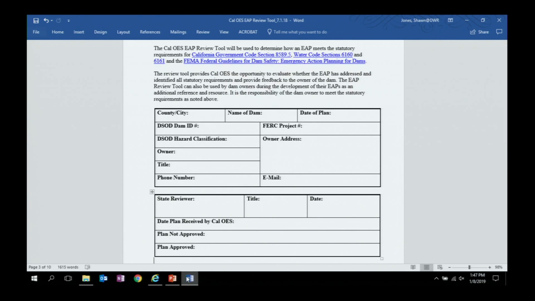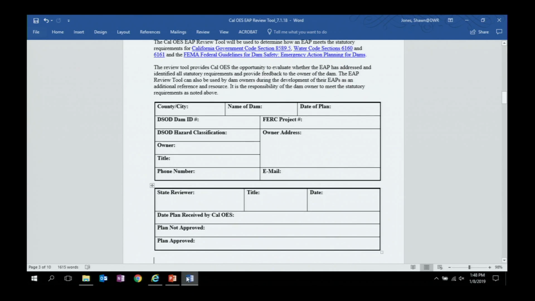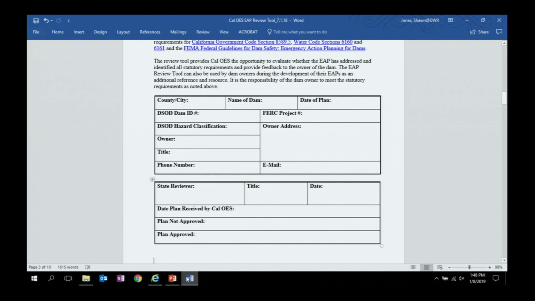We would like your hazard classification. Who's the owner? What's your name? What's your title? Your contact information, your phone number, your address, your email. Those are really key pieces of information that we need. We need to be able to contact you when we're reviewing these. At the bottom, you'll see a section for state reviewer. That's whoever is assigned to it from our section, so you'll have our name, our title, and our contact information so that you can work directly with us.